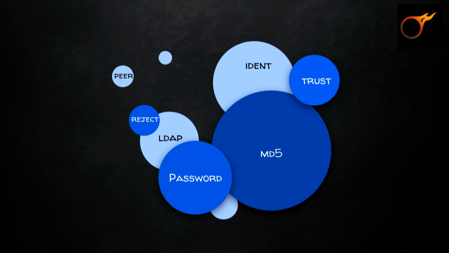Up until Postgres 9.6, which is last year's version, and the latest now this year is Postgres 10. So up until 9.6, the best we had was MD5, and I know in MySQL it's SHA-1.